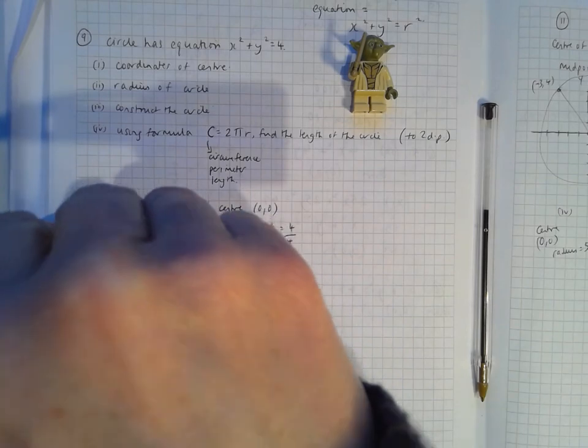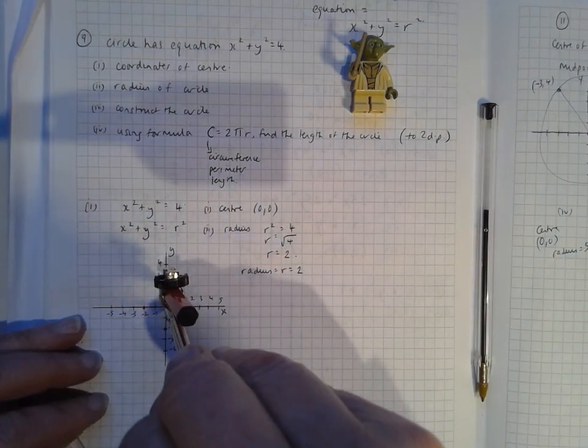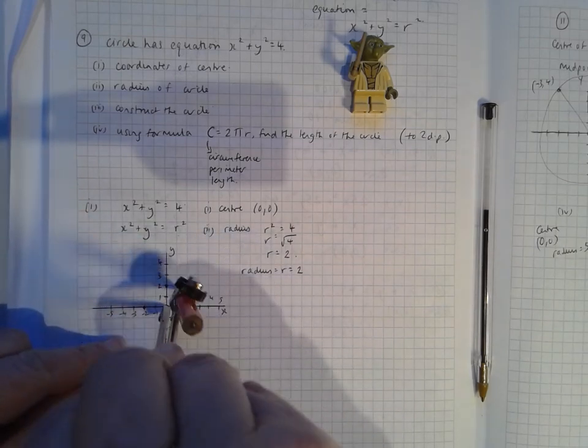Now let's see, this is actually quite a small circle to draw. Let's see how I get on. So I'm plonking the compass at the center, and now I'm drawing a circle.